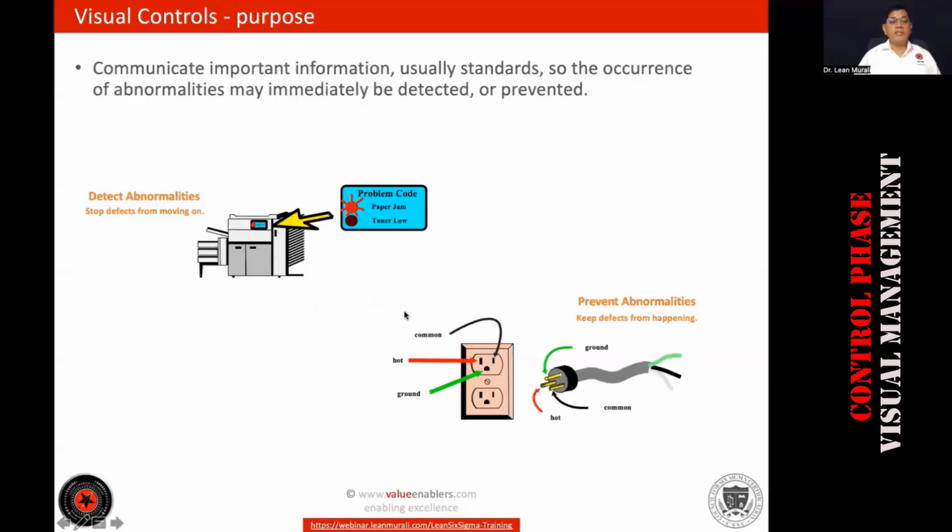Visual control also detects the abnormality. Like in the Xerox machine, it will prevent you from going forward. The paper gets jammed, right? Stop defects from moving ahead.